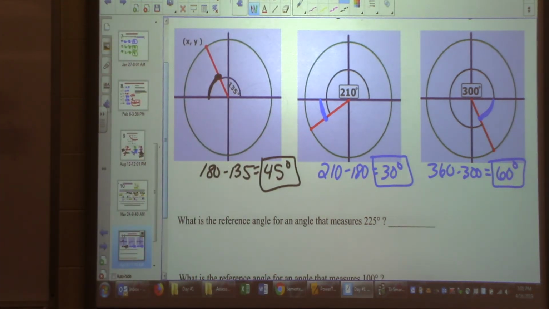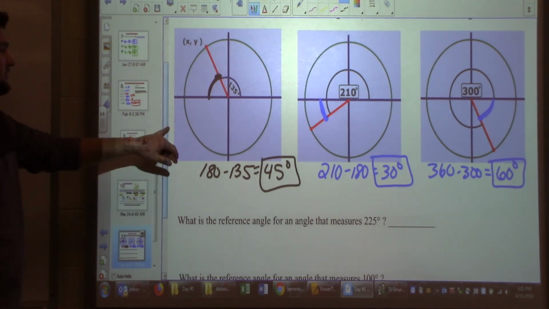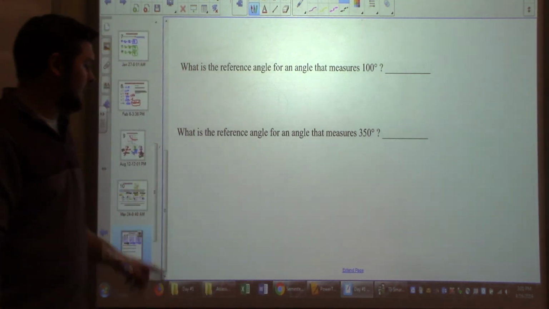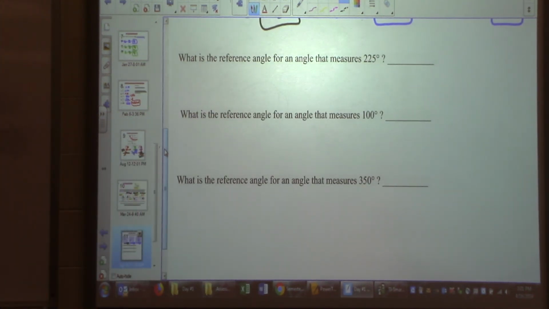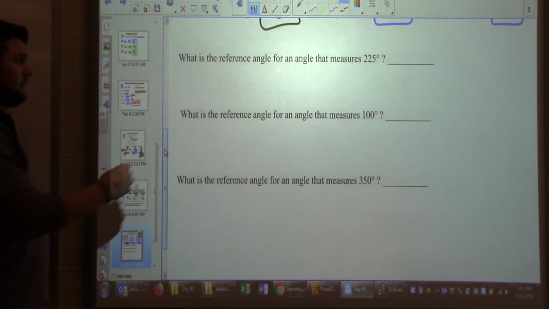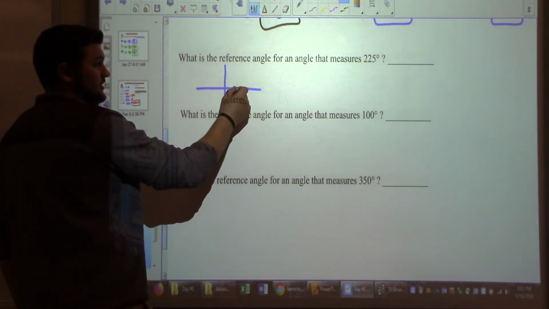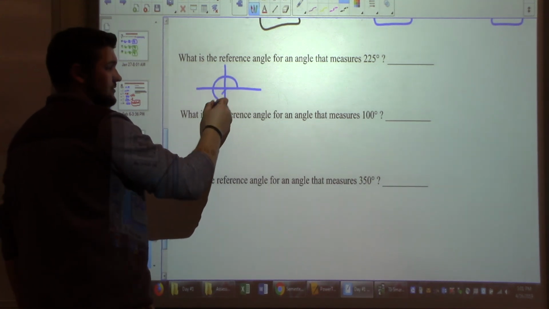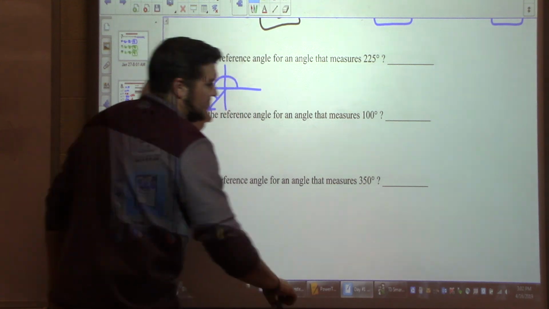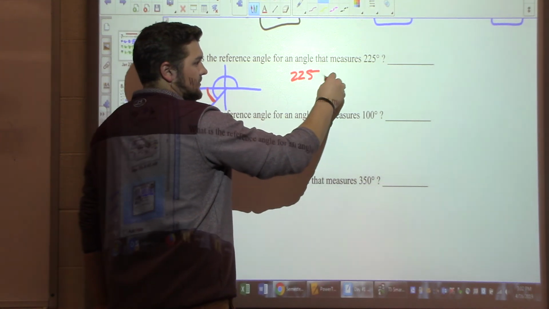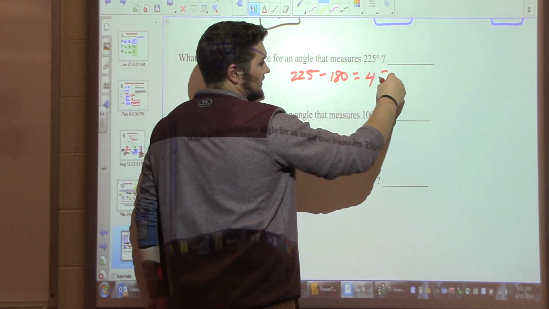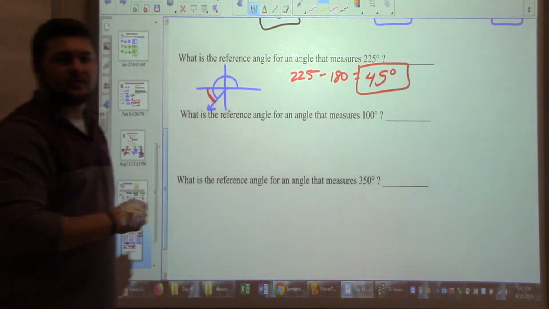Does that make sense? Yes? No? Okay. Sometimes we give you the picture like those three. Other times, all we do is give you the angle measure. Now, if you can do it in your head, great, go ahead. If you need to visualize it, what do you think you should do? Draw it out. Starting at 0, going 225 degrees puts me in quadrant 3. So I know my reference angle will be from there back to 180. So 225 minus 180 would give me 45 degrees for a reference angle.